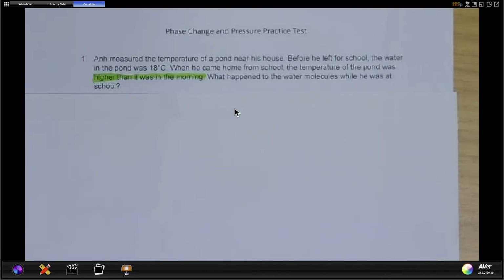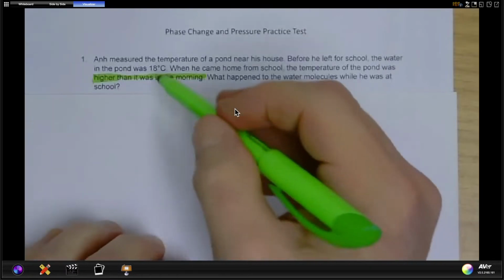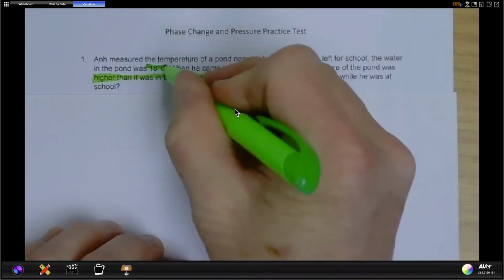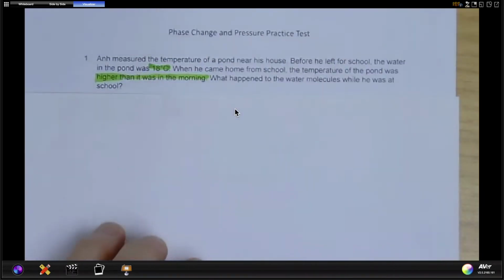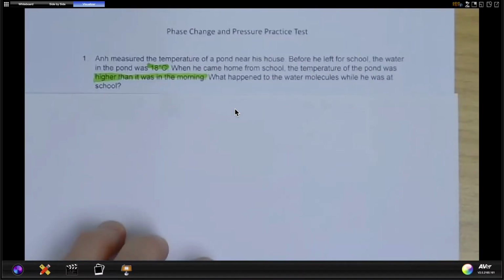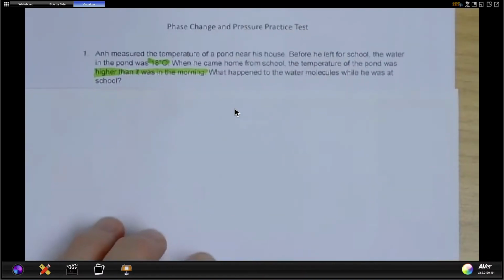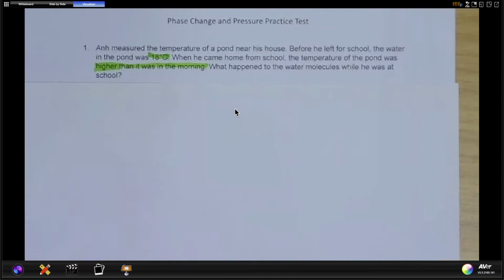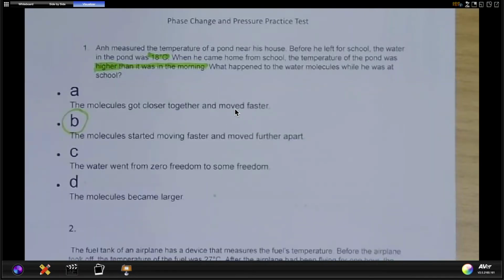Well, there's a couple of important things. One I forgot to highlight here. One is that the initial temperature was 18 degrees, which is above freezing. So the water was a liquid. And then it says the temperature went up throughout the day. So energy was added. It doesn't tell us what its final temperature is, but I think we can pretty much assume it didn't go above 100 because nobody's ever seen a pond boil away. And so we have to ask ourselves, well, what do molecules do under that situation? And the correct answer is the molecules start moving faster and move further apart.